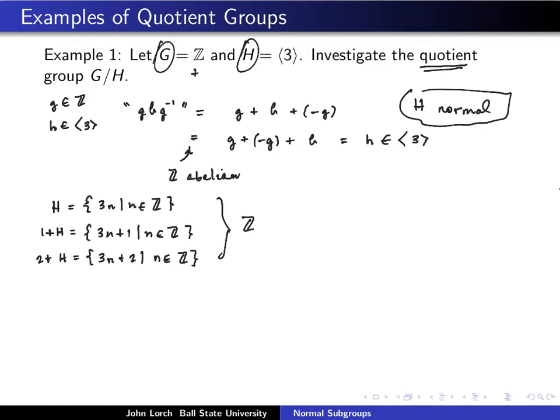So let's put them together in a table. In fact, because it consists of 3 objects and 3 is prime, we know that this is going to be a cyclic group, so it should look a lot like Z3. But let's make a table.